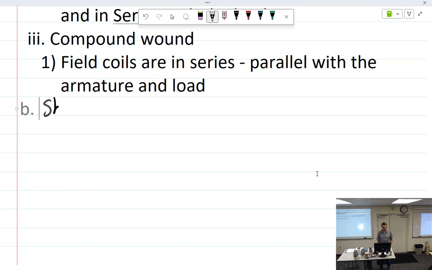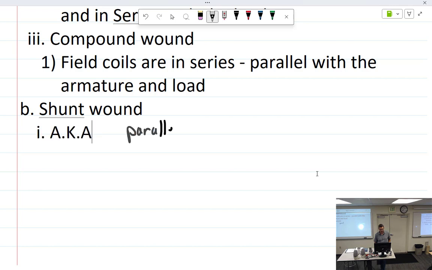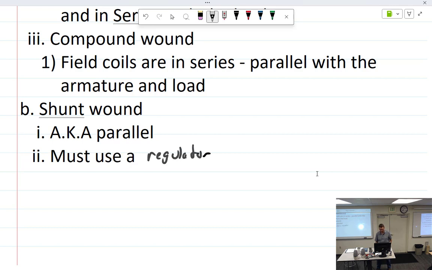Shunt wound. So we'll look at shunt wound. Shunt means parallel, so also known as parallel. All right. So I don't love this. Some of it's correct, some of it's like, must use a regulator. And when I write that, it's like, I don't know any generator on an aircraft that doesn't use a regulator, so I don't know why they would put that statement, but I left it there. And I left this stuff in here, even though in some ways it's a little confusing, but if you think it through, it kind of helps you understand some stuff.